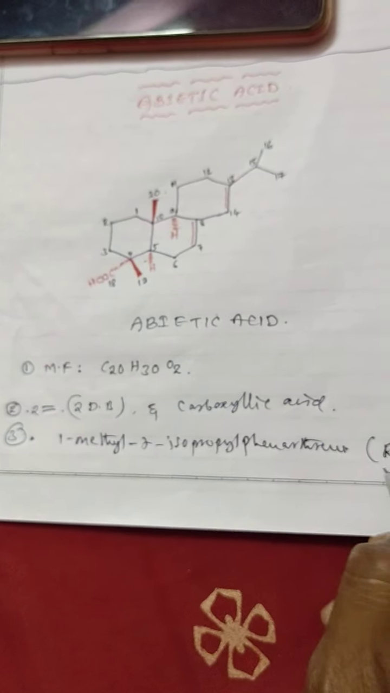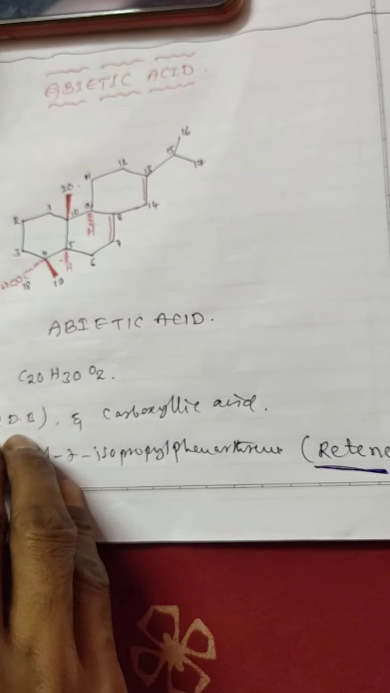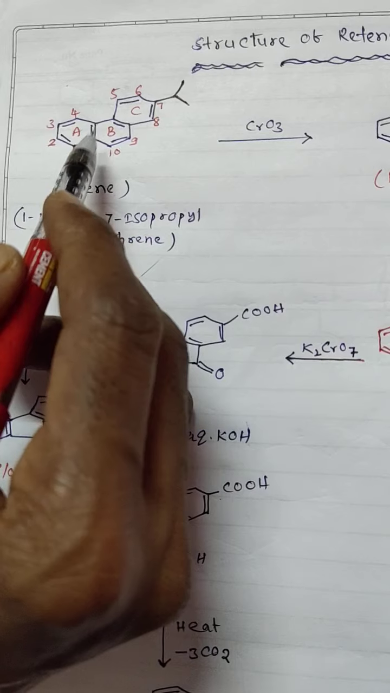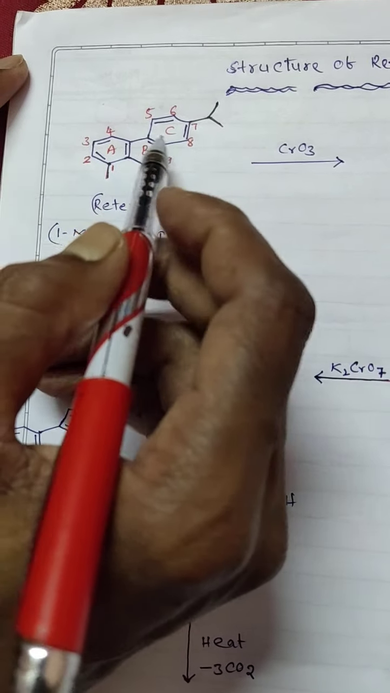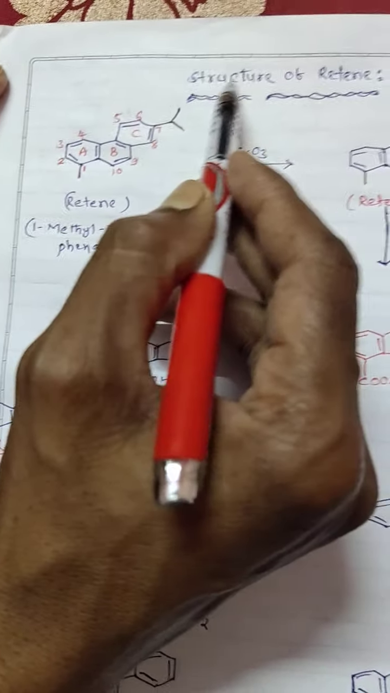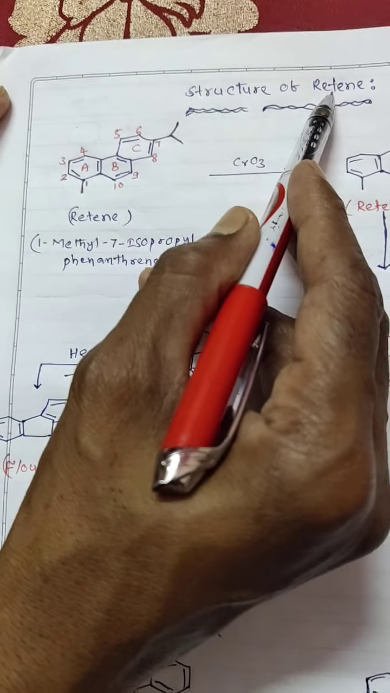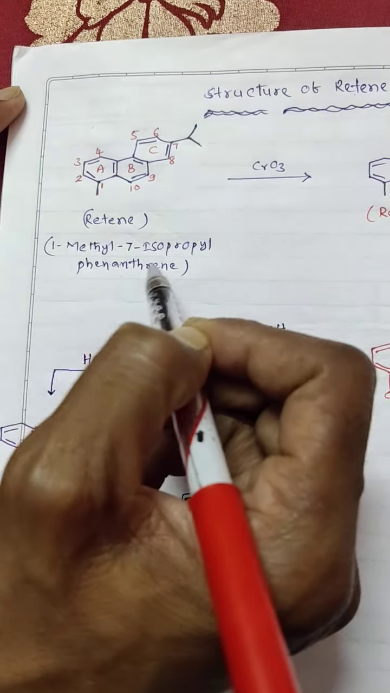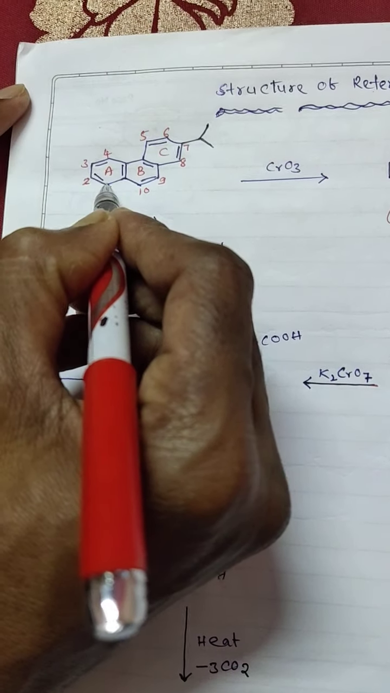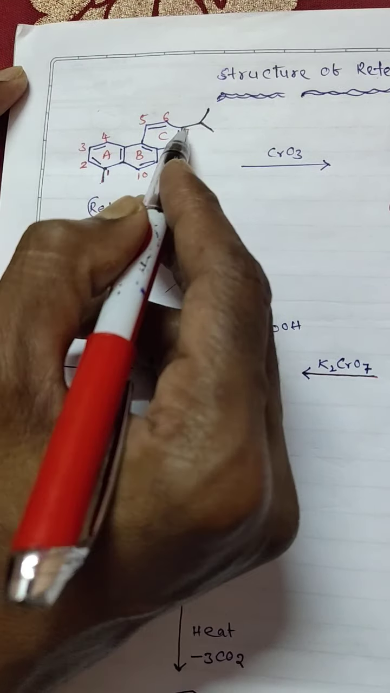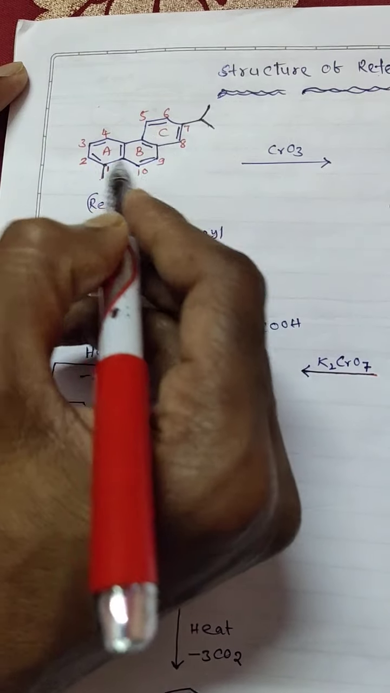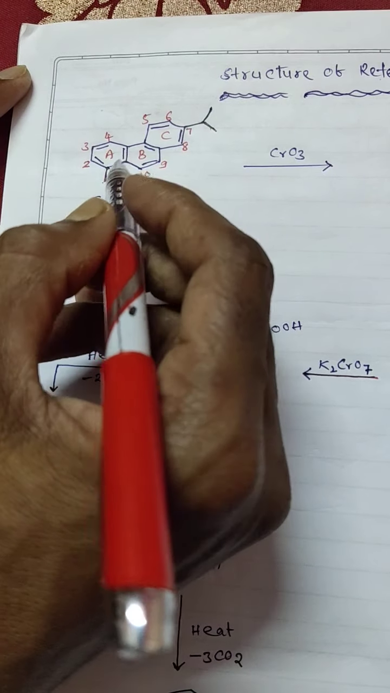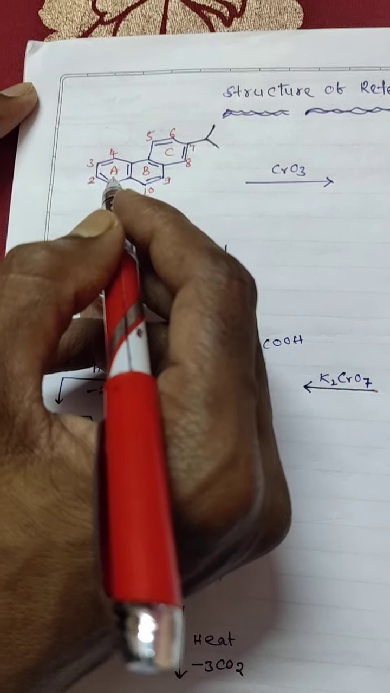So now, let's discuss the structure of retene. It is also known as 1-methyl 7-isopropyl phenanthrene. This shows the positions of the 1-methyl and 7-isopropyl groups on the phenanthrene. So now, degradation of retene.